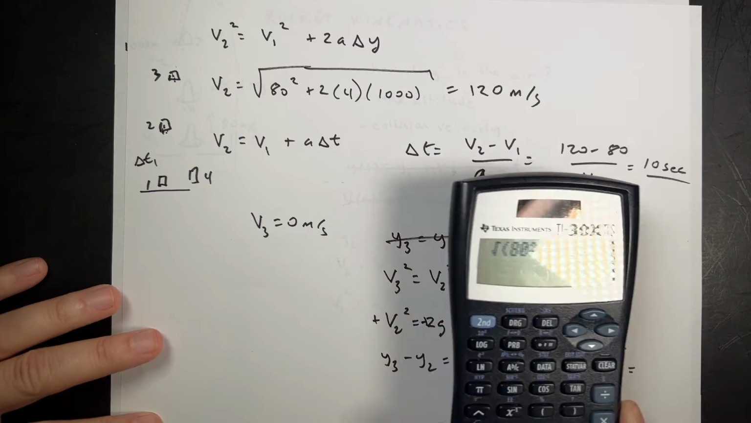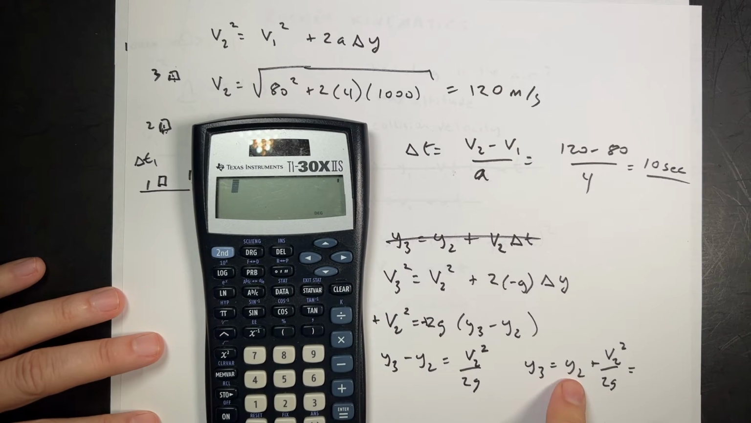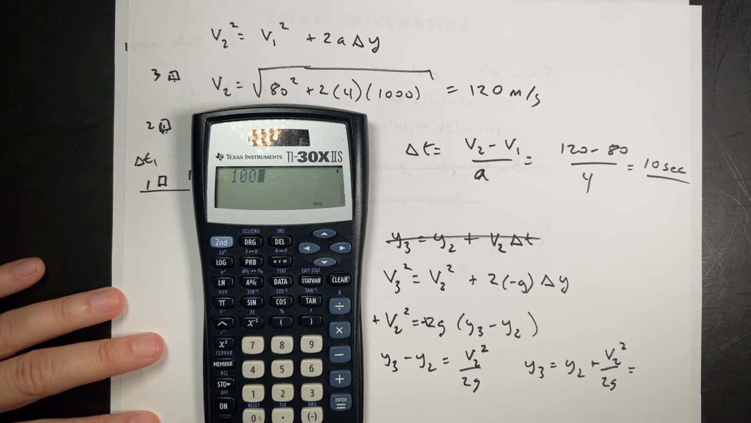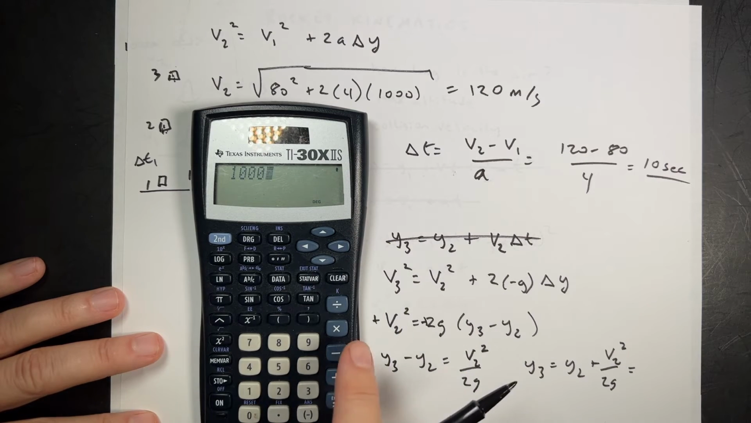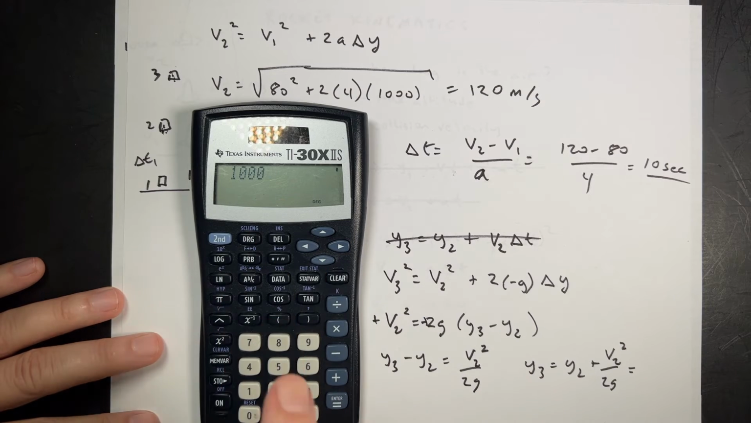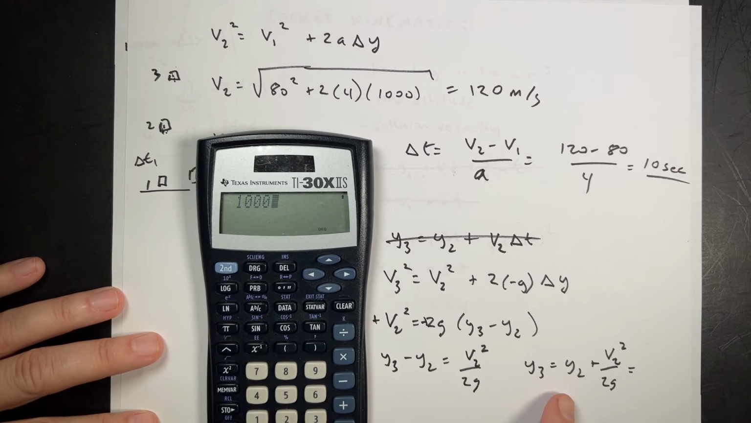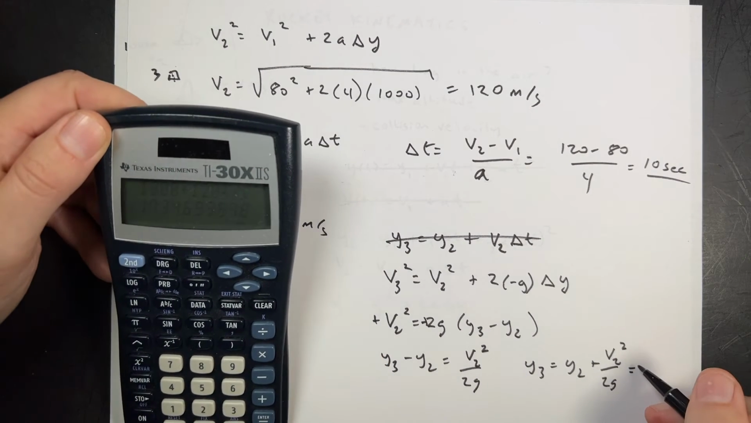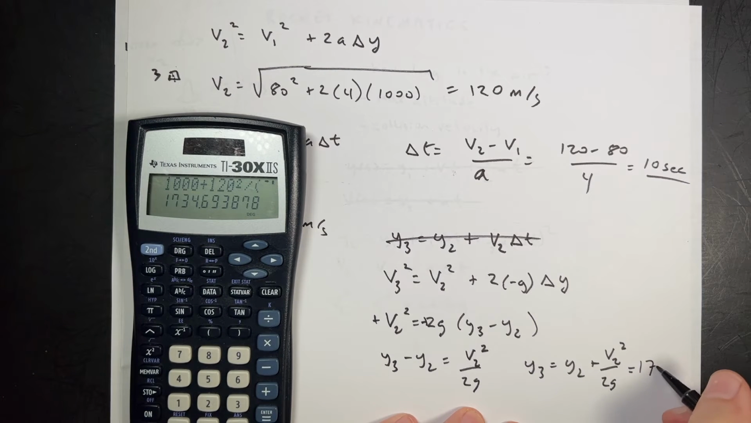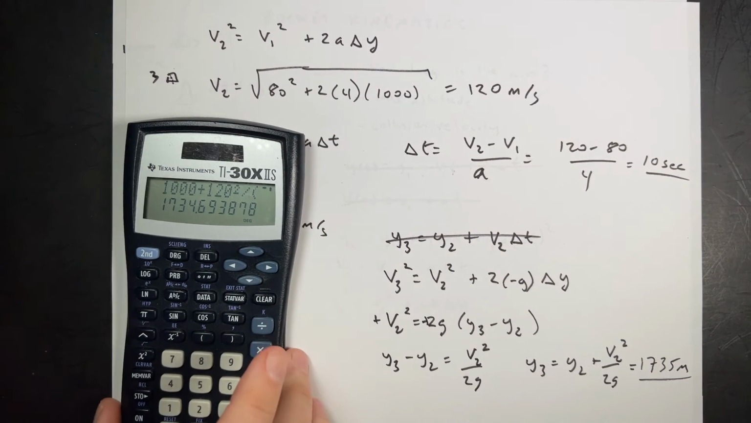So now I need to put in my numbers there. I'm going to do it without writing it down. y2 is 1,000. Did I put 100 in that last one, maybe? I'm going to double check that in a second, because I can't really see the calculator very well. Okay, 1,000 plus v2 squared, which is 120 squared, divided by parentheses 2 times 9.8, close parentheses, equals. And I get 1735 meters. I'm going to double check this real quick.